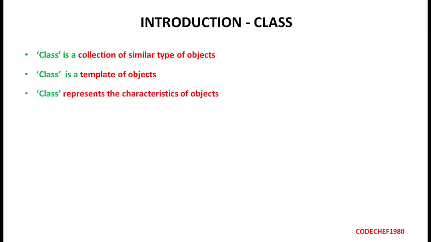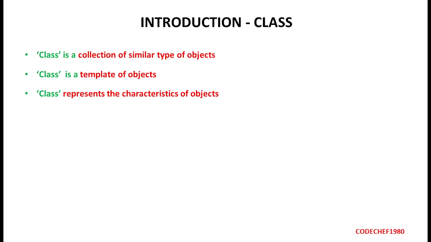Then class represents the characteristics of objects. As I said, the class is a template for objects. The template gives the characteristics of the objects, that is, the values or data that could be associated with a particular set of objects. For example, if you take a student as an object, a student should have a register number, name, class, department. Like that you can identify associated information. That is the characteristics of a student.